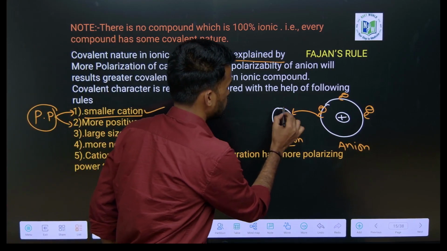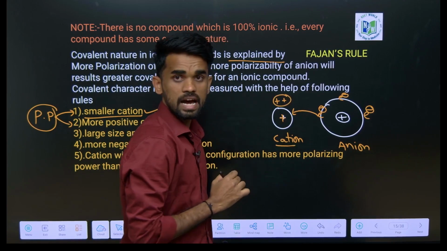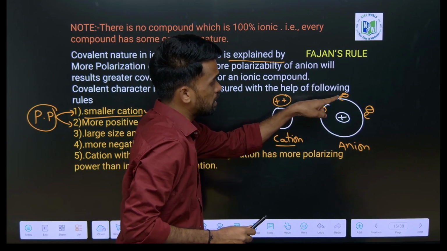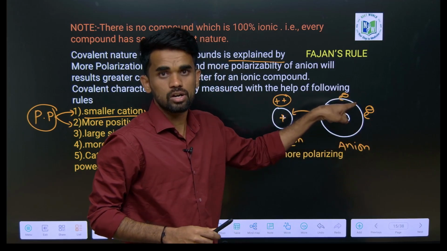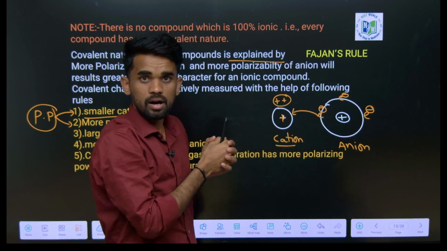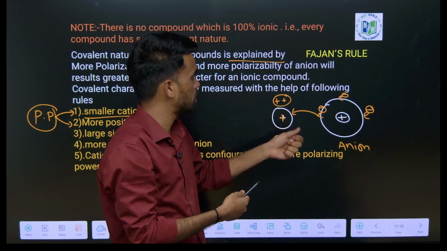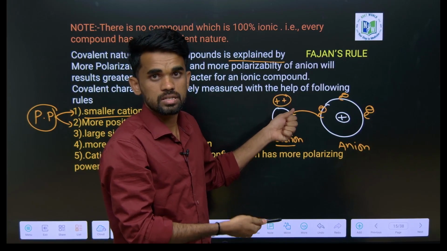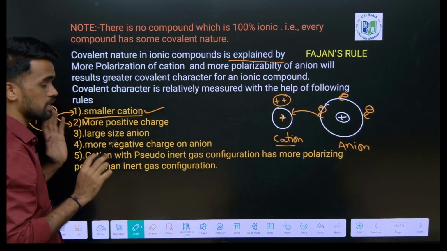See, if there is more positive charge on this cation, it will effectively drag the negatively charged electron cloud. Electrons are negatively charged, we know, so they will be pulled towards the cation more effectively when it has more positive charge. I hope these are clear. These two points are clear.